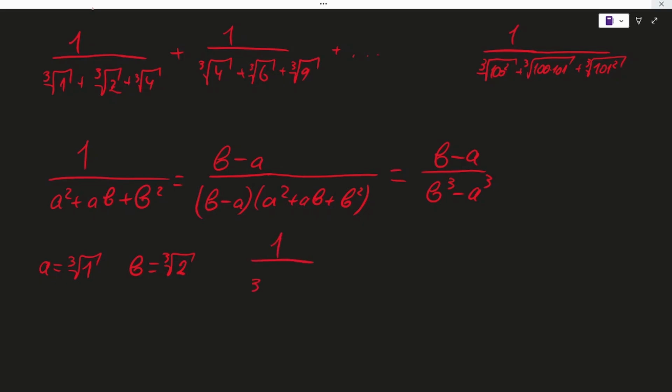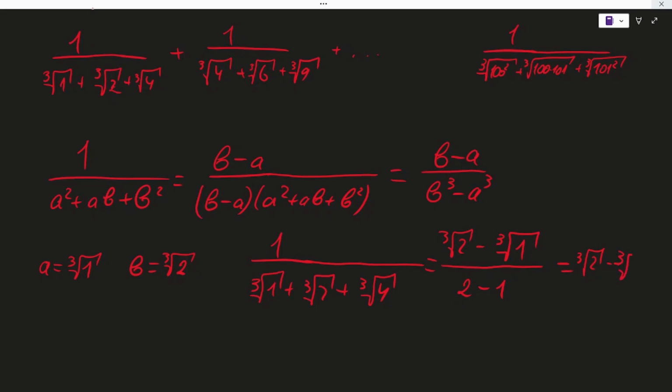this one can be rewritten as cubic root 2 minus cubic root 1 divided by 2 minus 1, which is exactly cubic root 2 minus cubic root 1. Clearly, if you do the same operation for the second fraction, this one will be rewritten as cubic root 3 minus cubic root 2.